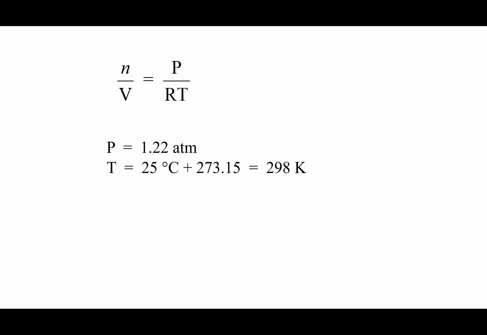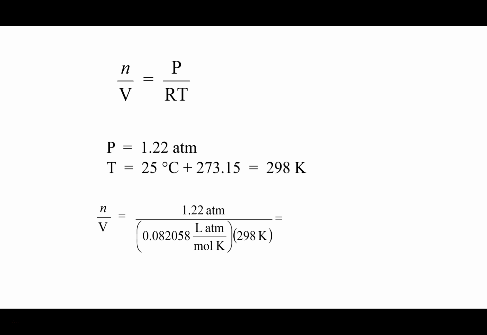Okay, so I guess we're ready to plug and check. Our molar density is moles per liter, a ratio of n over V. In the top, we're going to have our pressure, which is 1.22 atmospheres. And in the bottom, we're going to have R, which is 0.082058 liters atmospheres over moles Kelvin, and also in the denominator is that 298 Kelvin.